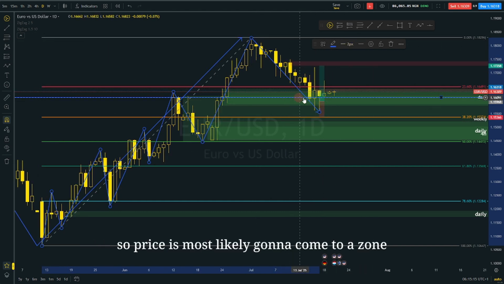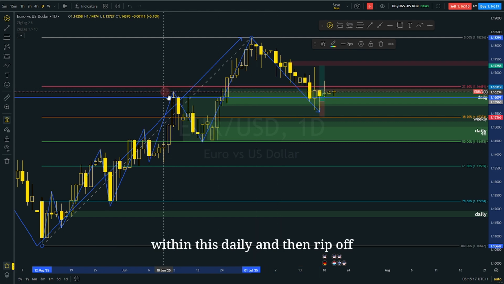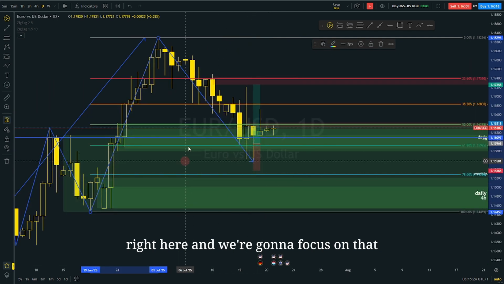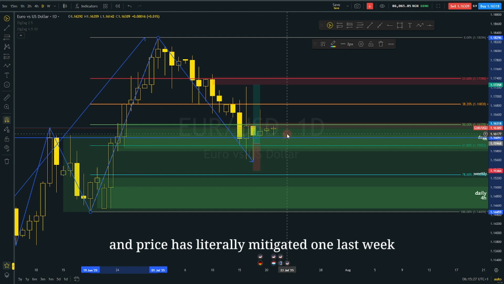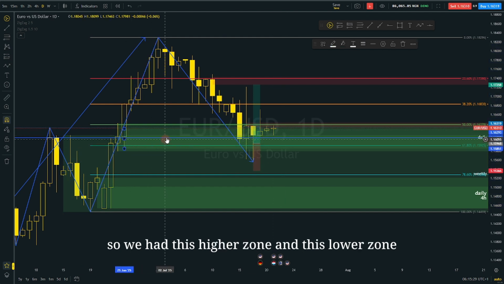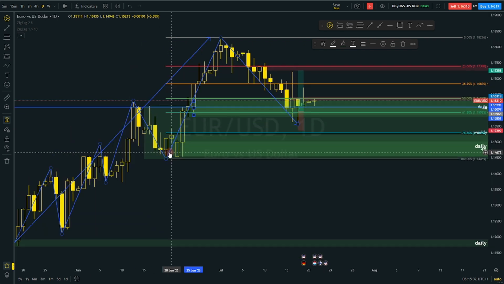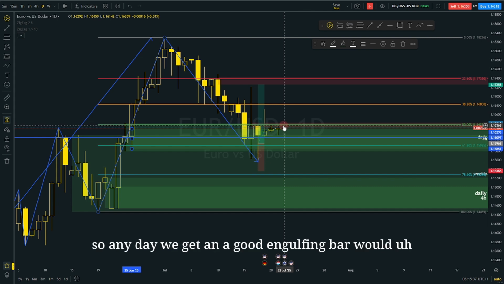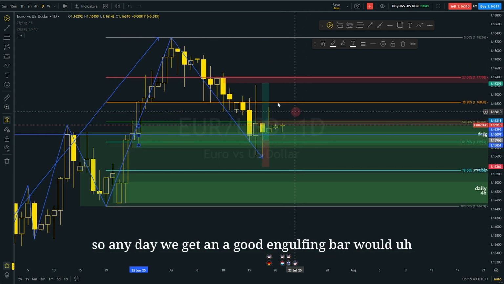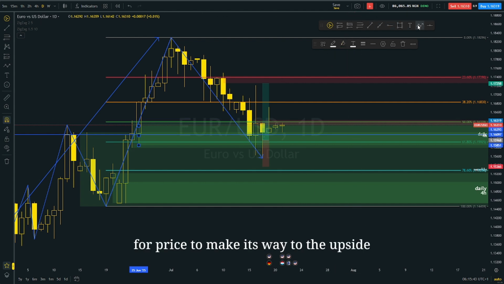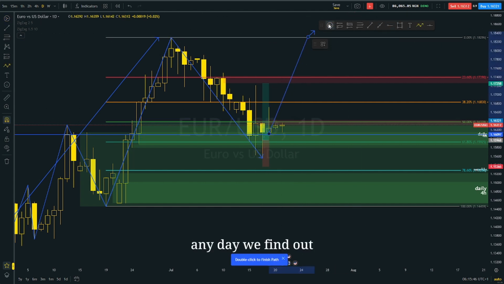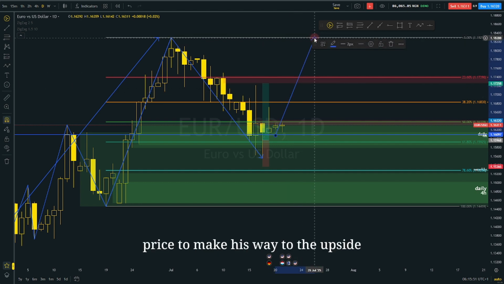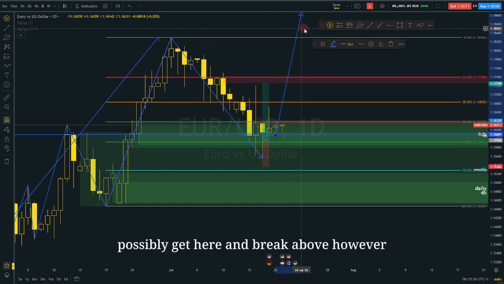So price is most likely going to come to a zone within this daily and then rip off. Looking at the last move, we have this move right here, and we're going to focus on that. We have 2 daily zones, and price has literally mitigated one last week. So we had this higher zone and this lower zone. So with price mitigating this zone, what we want to see is a pin bar or an engulfing bar. Any day we get a good engulfing bar, or we have a pin bar followed by some good move, we'll start hoping for price to make its way to the upside, possibly get here and break above.